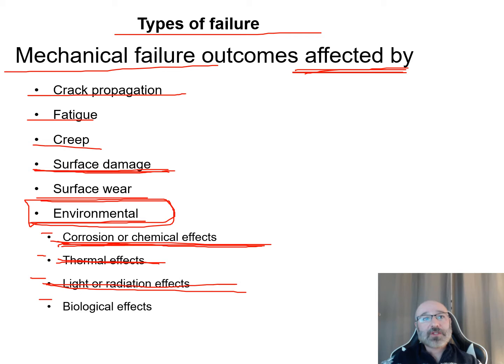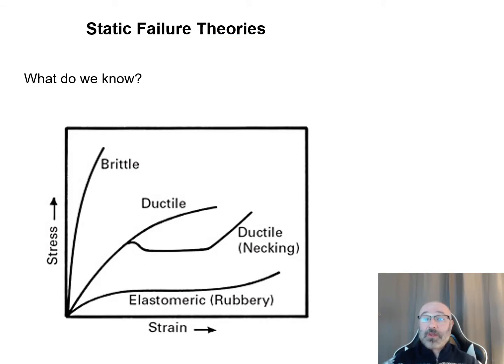So these are all things that we've got to consider that may be out of our control, but we need to consider them within the design process, and they could lead to these different types of failure, in particular here, the mechanical failure outcomes. So these are things that can affect that mechanical failure. A lot of the loading we're dealing with within this module, and within this course for that matter, is going to be dealing with static loading.